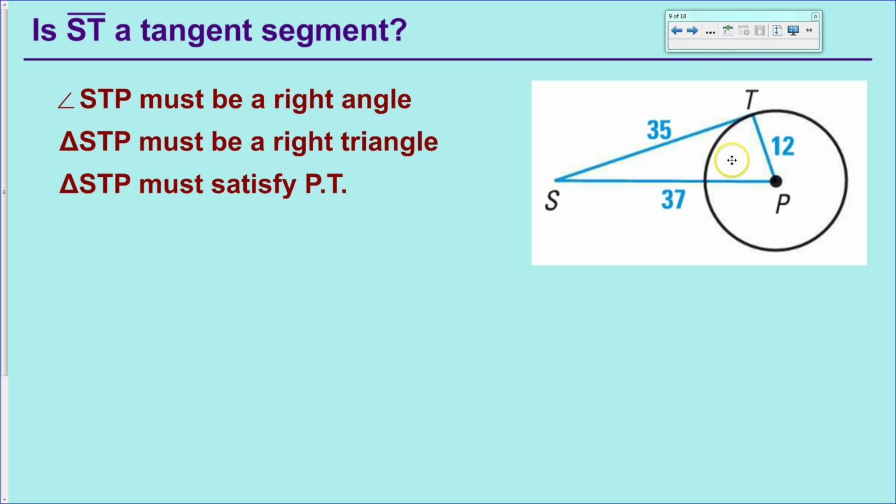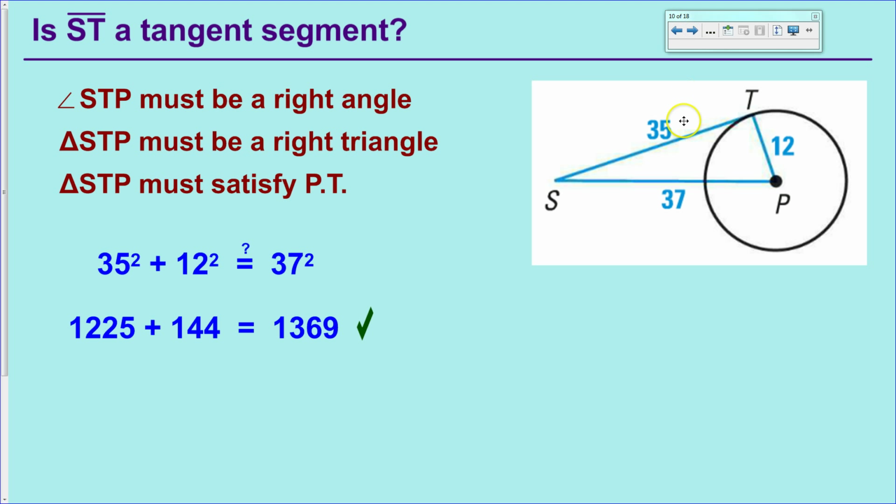So what we have to do here is plug in these three numbers and see if they satisfy the Pythagorean theorem. So plug them in. These are your two legs, 35 and 12. 35 squared plus 12 squared. Notice the use of the question mark over the equal sign because I'm not sure yet. And then once I've verified that it is indeed equal to 1369 on both sides, then I can check it off as being true. Therefore, ST is a tangent segment.